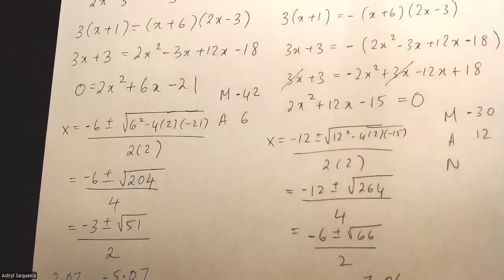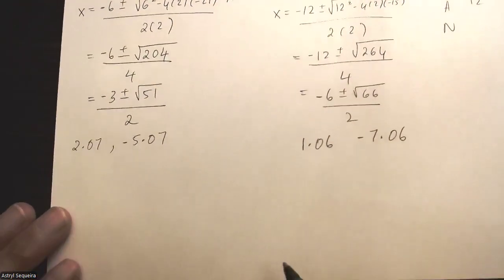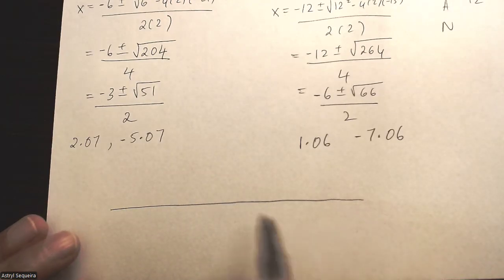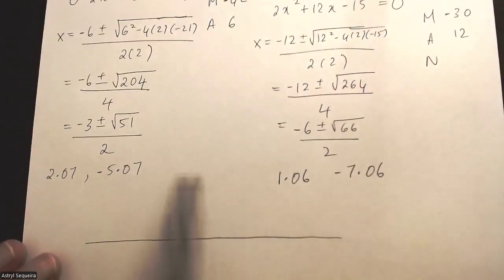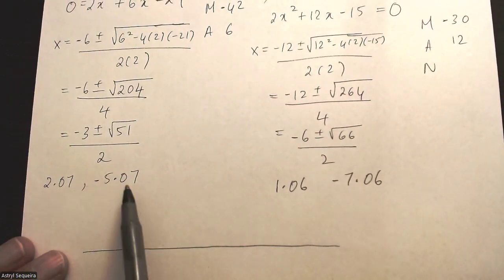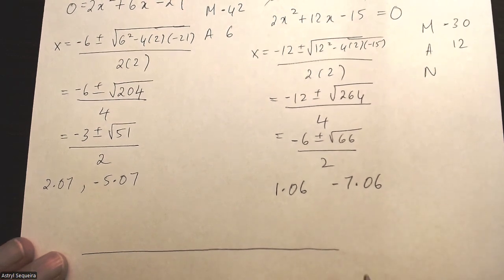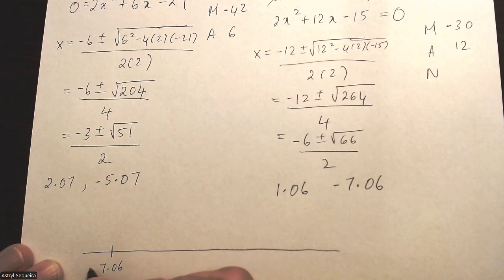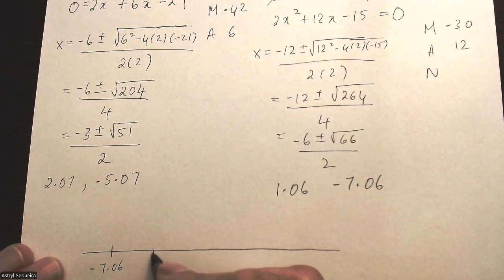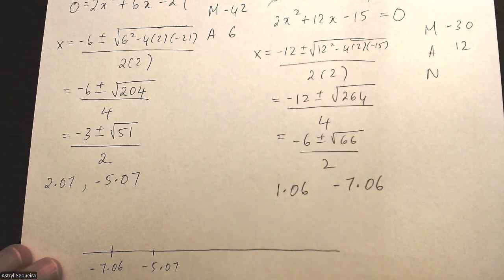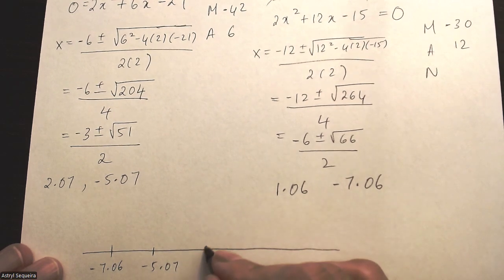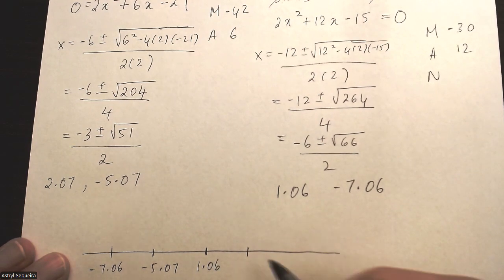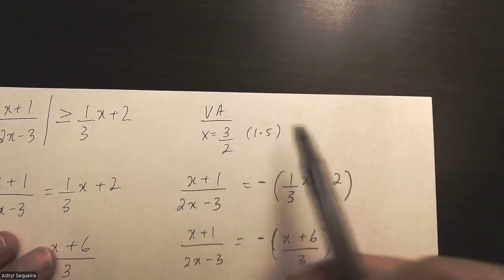So now that I have all my solutions for the x values of the points of intersection and the vertical asymptote, I can either use a number line or a sign chart to solve this. I'm going to use a number line in this problem. I'm going to draw it quite long because I have 5 different solutions. So I'll start by solving this with the decimal values, okay? So my lowest decimal value is negative 7.06. Then it's negative 5.07. Then it's 1.06. Then it's 1.5, my vertical asymptote.